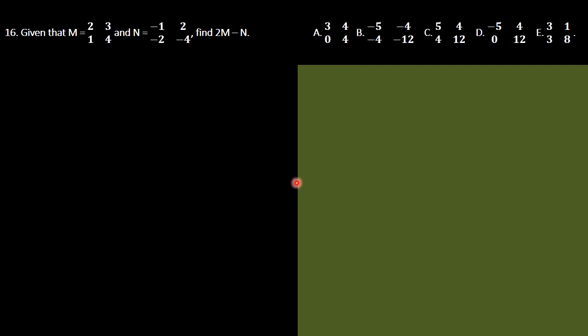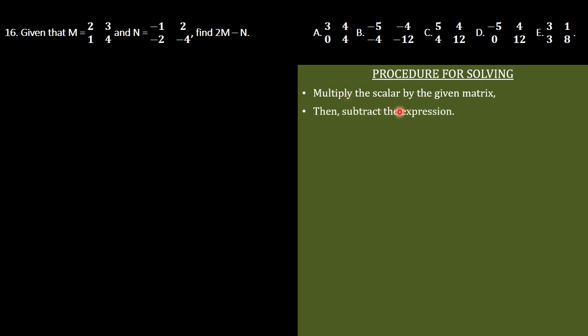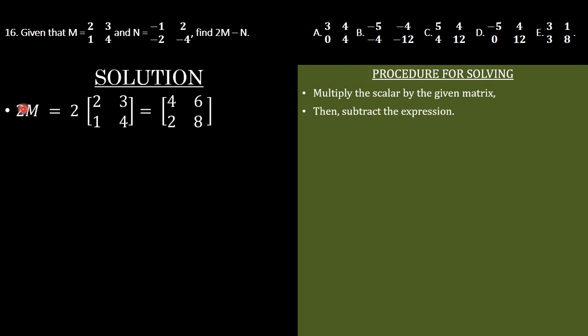Question 16. Given that m is equal to the matrix 2, 3, 1, 4 and n is equal to minus 1, 2, minus 2, minus 4. Find 2m minus n. Let's check the procedure for solving this. The first step here is to multiply the scalar by the given matrix. Then you subtract the expression. Let's check the solution. 2 is the scalar in this question. To multiply this scalar by the given matrix, our given matrix here is m. You now have 2 multiplied by matrix m, which is equal to 2 times 2, we have 4, 2 times 3, we have 6, 2 times 1, we have 2, 2 times 4, we have 8.